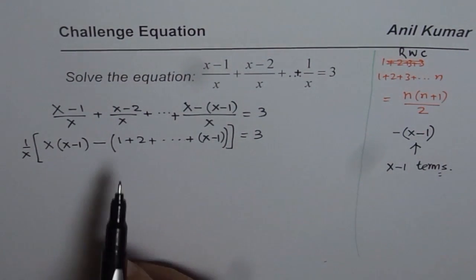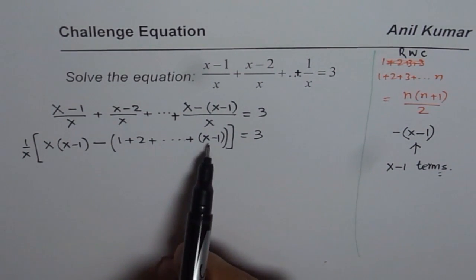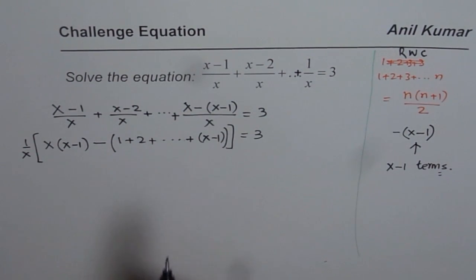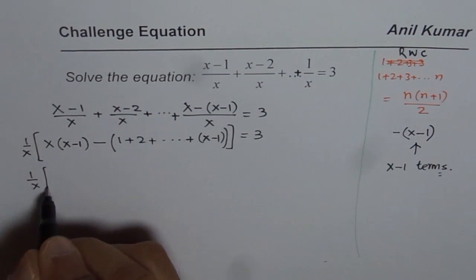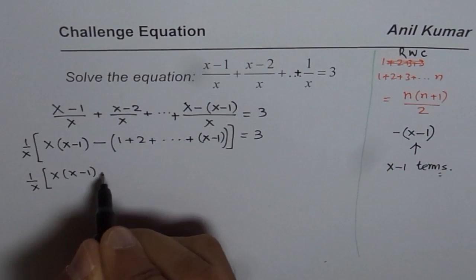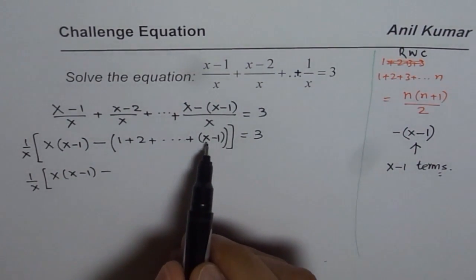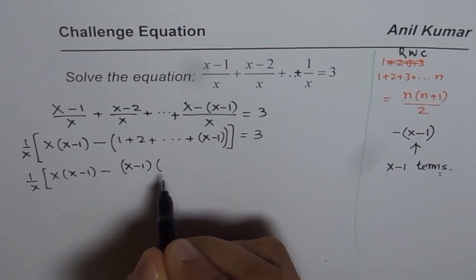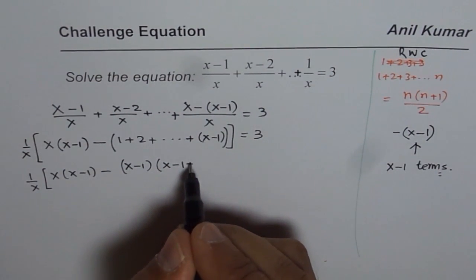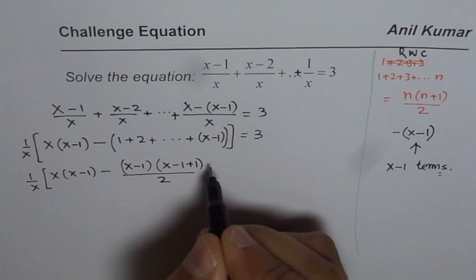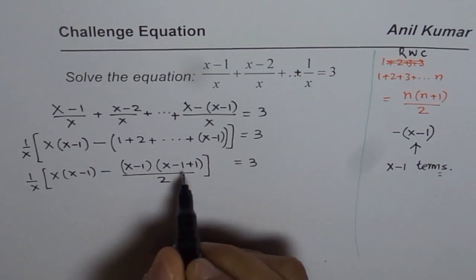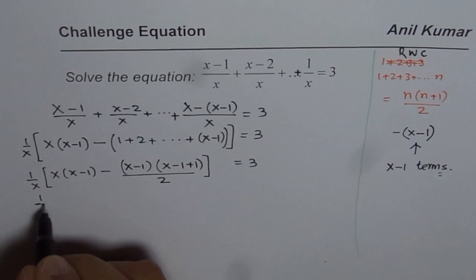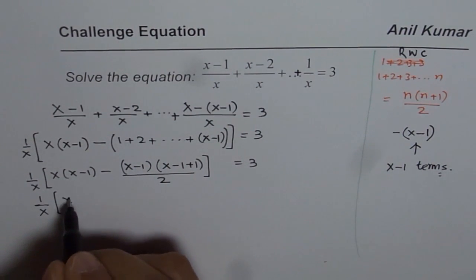So now we have here the sum of n terms where n is x minus 1. We'll apply this formula and then write down the sum of all these numbers. So what we get here is 1 over x times [x times (x minus 1) minus (x minus 1) times ((x minus 1) plus 1) divided by 2] equals 3, right? I could have written x directly also, but I want to show you all the steps. So I'm taking my time to help you understand the whole process.